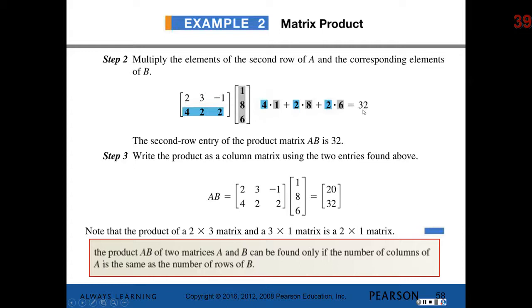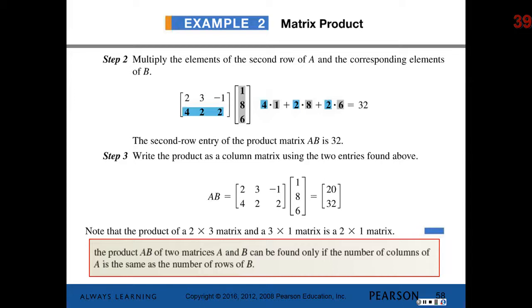And that's going to be 32. So the product of this 2 by 3 matrix and this 3 by 1 matrix is 20, 30. So it's a process of multiplying and adding. It's not just scalar. If you multiply a matrix by a single number, that's called scalar multiplication. You basically scale every entry. But if you multiply a matrix by a matrix, you're actually multiplying and adding some things.